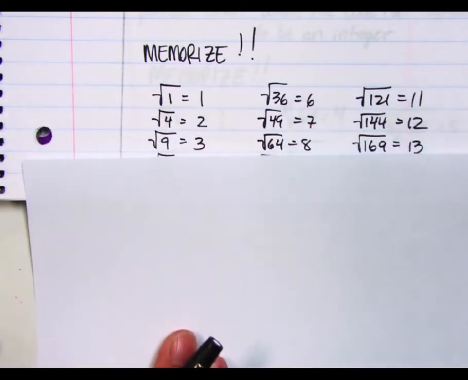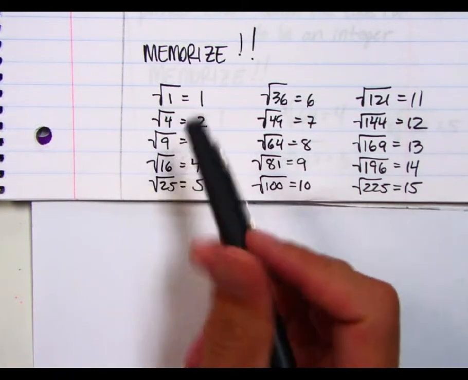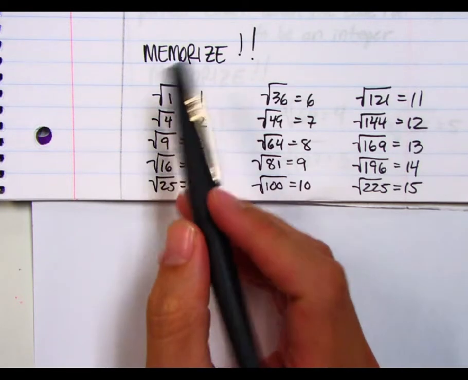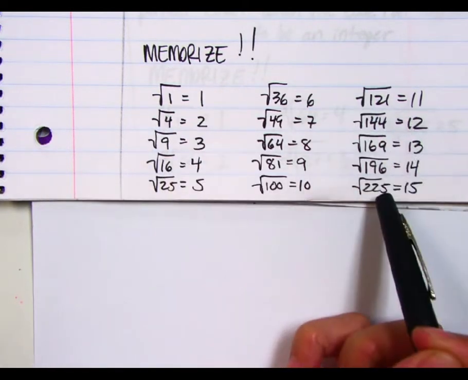Take a moment to realize it's really important for you to memorize these perfect squares, because they're going to be helpful later on in high school and later on this year. It's going to help your life. So write them down if you need to. If you already know some, then don't write those down. But square root of 1, square root of 4, square root of 9, all the way up to 225.